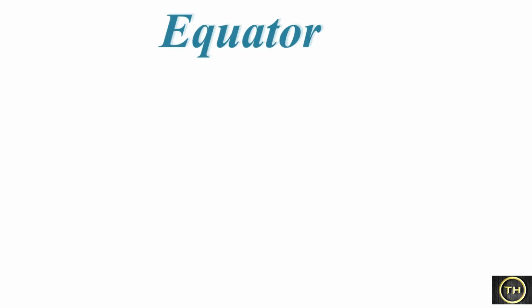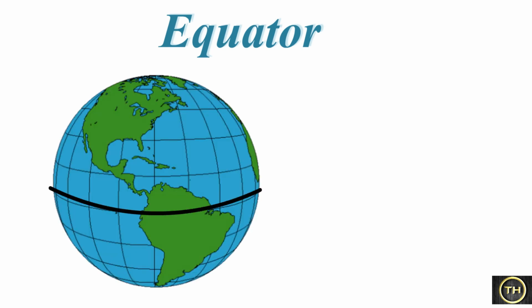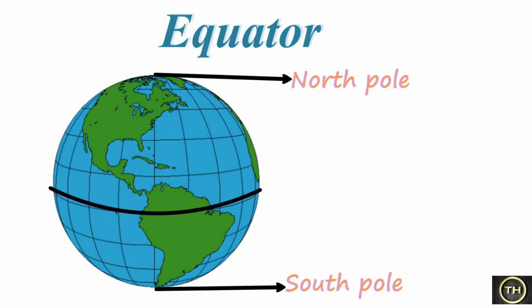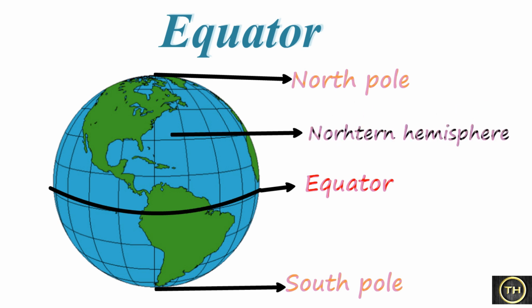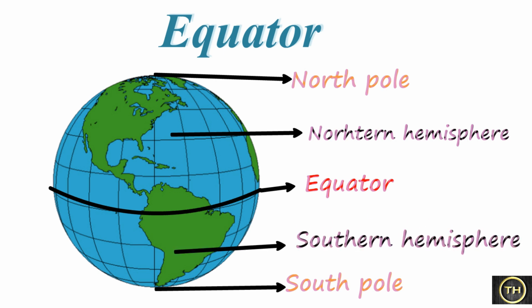Now, let us understand the term equator. If a circle were drawn around the surface of the Earth, exactly in between the north and south poles, it would divide the Earth into two equal parts. This imaginary circle is called the equator. The two equal parts it makes of the Earth are called the northern hemisphere and the southern hemisphere respectively. Now let's try another activity.